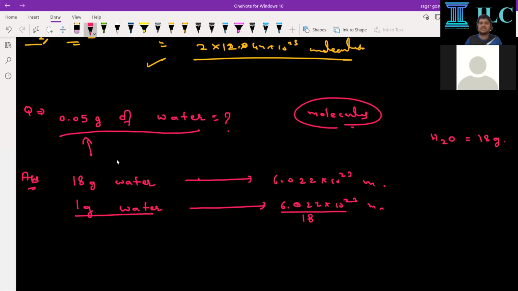So for how many grams are they asking? 0.05. So divided by, no, point zero. When you find out for the 1 mole, then you have to multiply then. Okay. See.